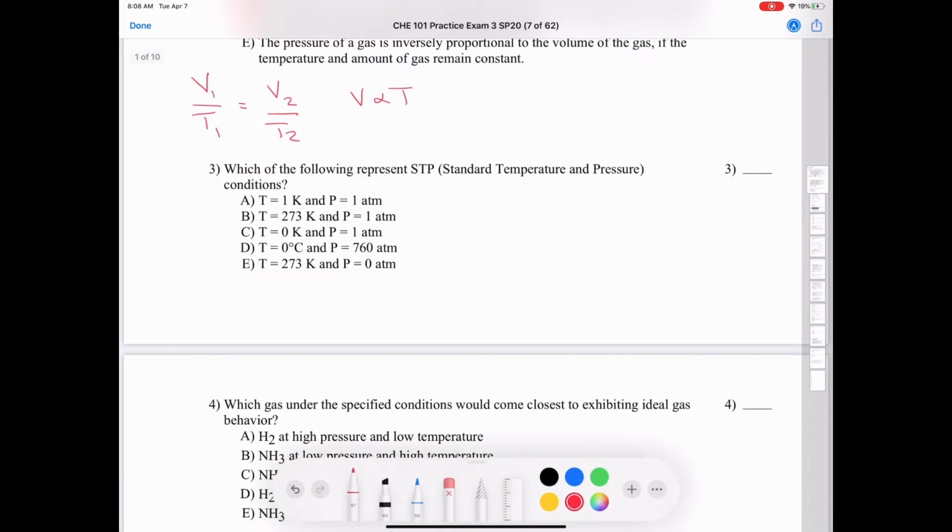In number 3, which of the following represent standard temperature and pressure? This is something that you should just memorize, that standard temperature and pressure are 0 degrees Celsius and 1 atmosphere. So 1 atmosphere is the pressure that's felt at sea level. But you should also remember that 0 degrees Celsius is the same thing as 273 Kelvin. So our answer is going to be B. The temperature is 273 Kelvin and the pressure is 1 atmosphere.